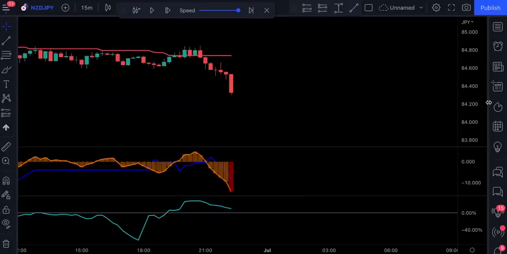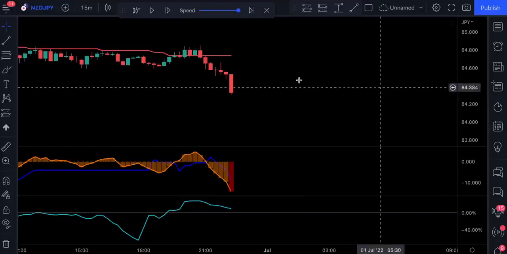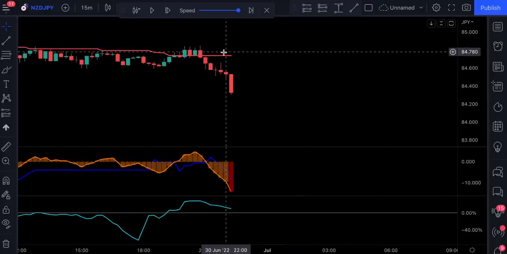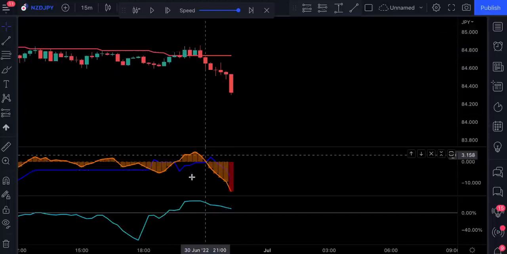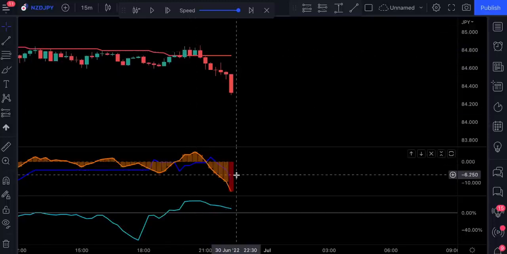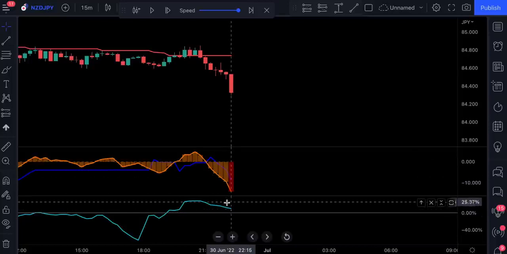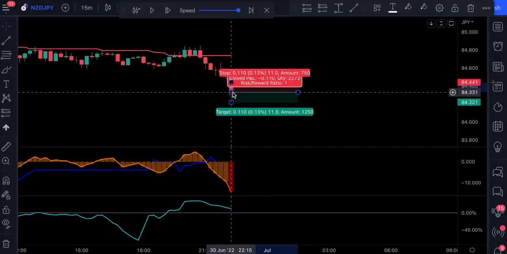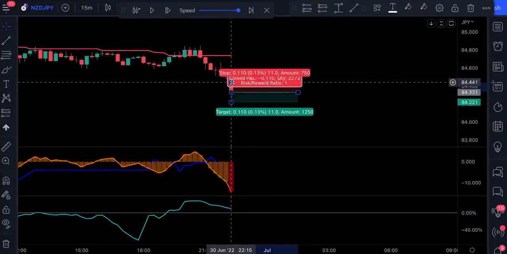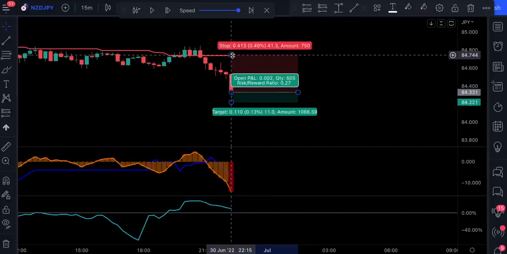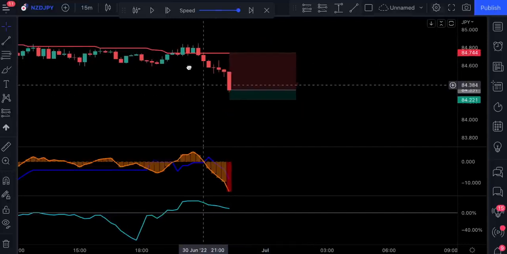Exactly opposite is true for short trades. First of all, the half trend line has to be a red color. The QQE mod has to change from either orange to red or from green to red. And just like with the long trades, the volume has to be greater than 0. We're going to set our stop loss at the half trend line. And we're going to be targeting 1.5 times the risk.